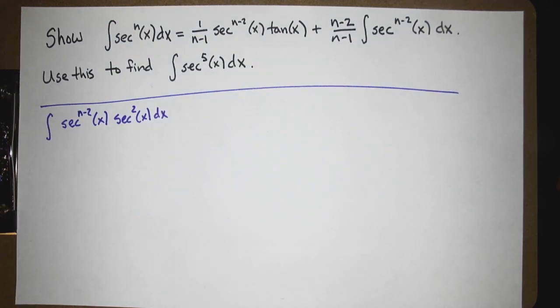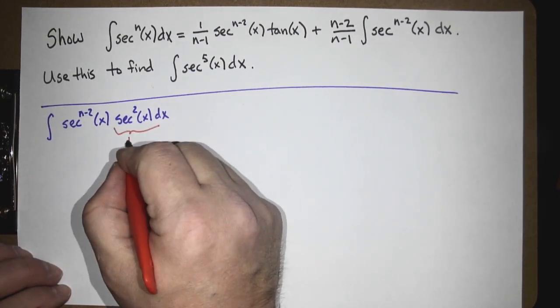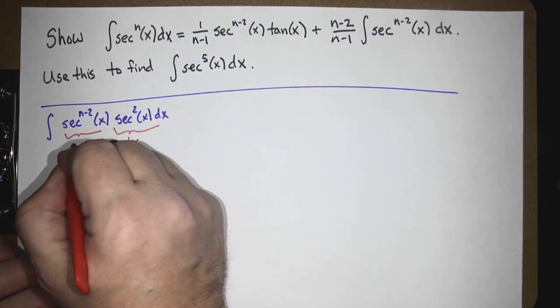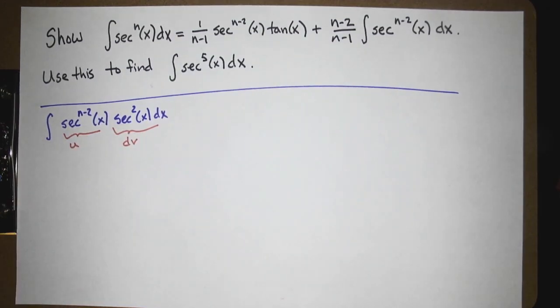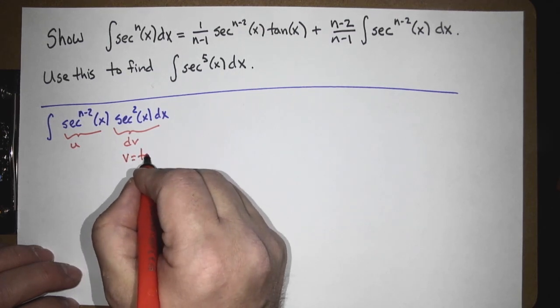And you're like, uh-oh, I see where you're going with this. We're going to do integration by parts. That's going to be our dv. That's going to be our u. Now, we can integrate secant squared. Integral of secant squared is tangent.